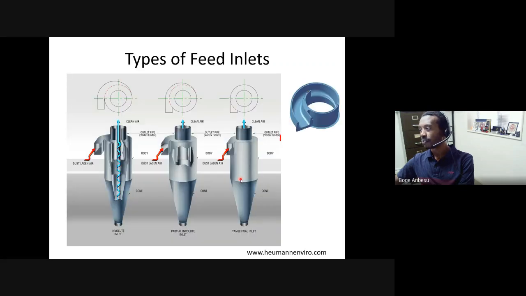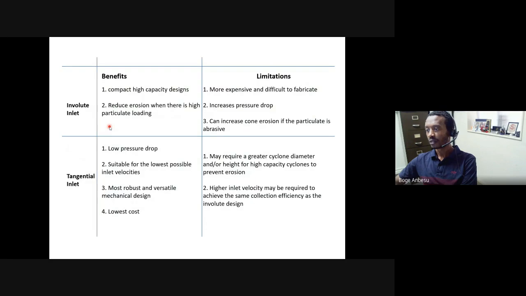Probably one major limitation is because feed is going in a narrow gap, in a narrow opening, what happens usually is they have a reduced capacity in comparison to the involute inlet, where particles can enter in a wide area and you can operate your cyclone at a reasonably high capacity.